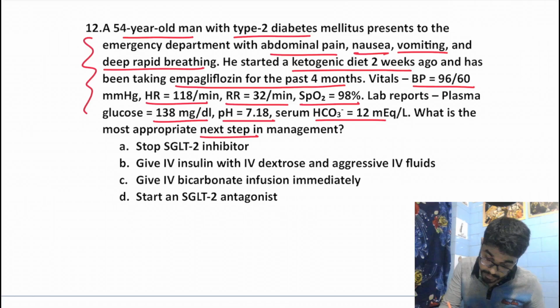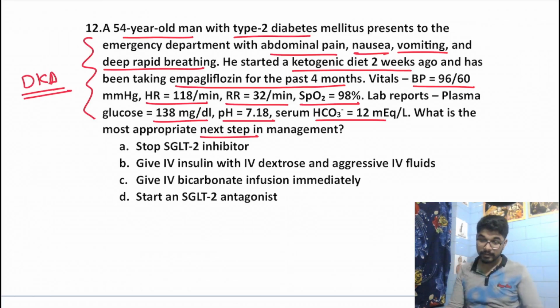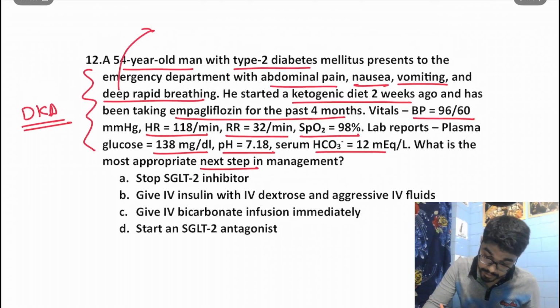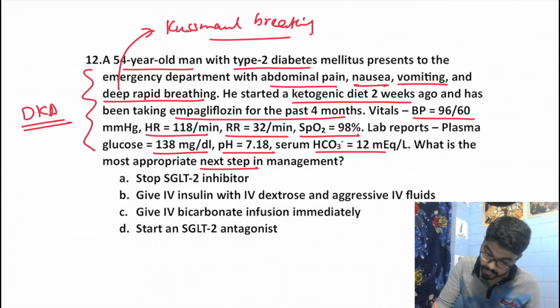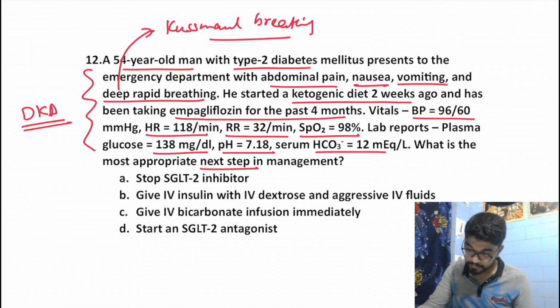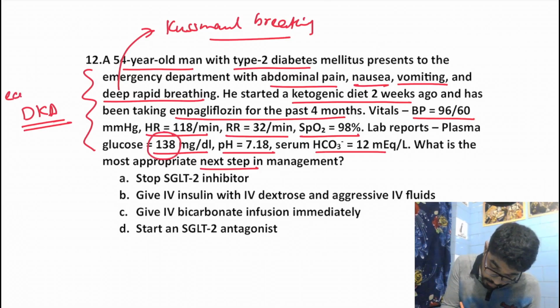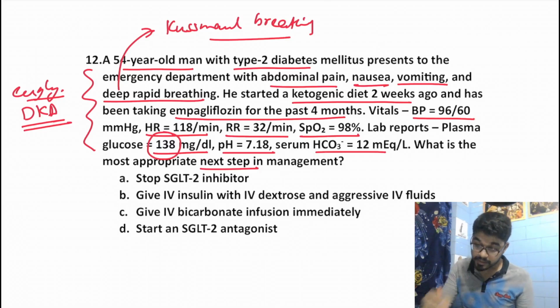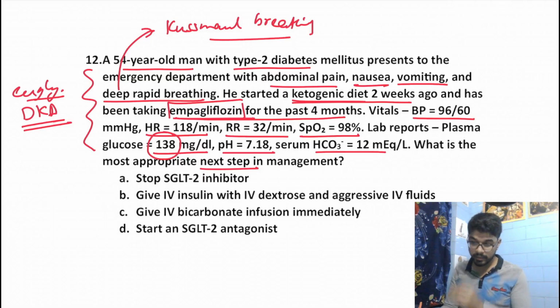Now from everything present over here, we can make sure that this is nothing but DKA, right? Over here we can also see this rapid deep breathing. This is our Kussmaul breathing, as a compensation for the metabolic acidosis. Moreover, the respiratory rate is also high. Besides this, our glucose level is 138. So this is our euglycemic DKA, and this makes sense because the patient is on a ketogenic diet and empagliflozin, which is a risk factor for euglycemic DKA. Now, what is the most appropriate step?